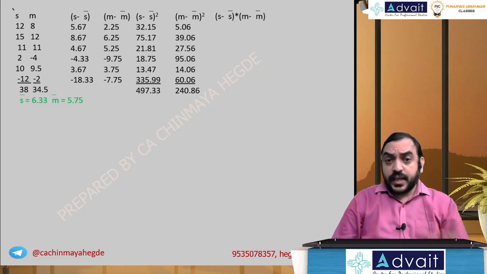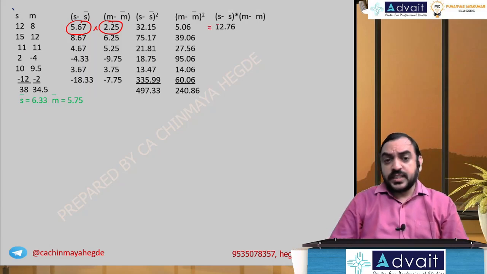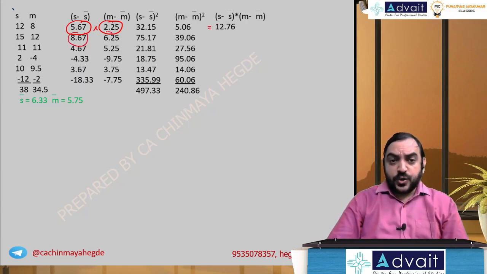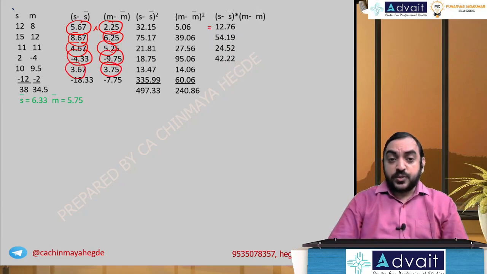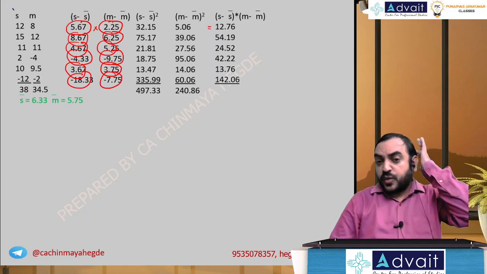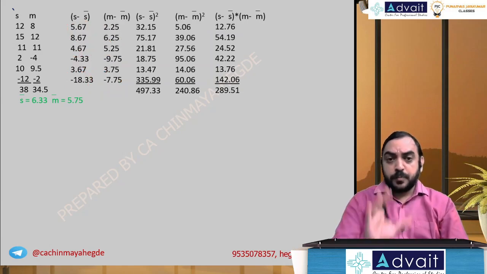For covariance, I need S minus S bar into M minus M bar. So use that: 5.67 into 2.25, I think you get 12.76. 8.67 into 6.25, 54.19. 4.67 into 5.25, 24.52. 4.33 into 9.75, 42.22. 3.67 into 3.75, 13.76. 18.33 into 7.75, 142.06. And total 289.51. Please prepare this table.